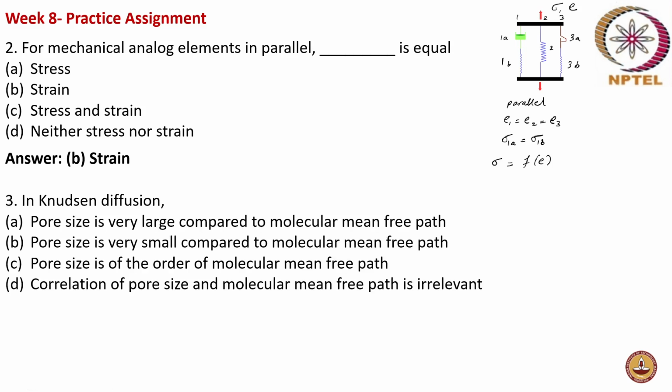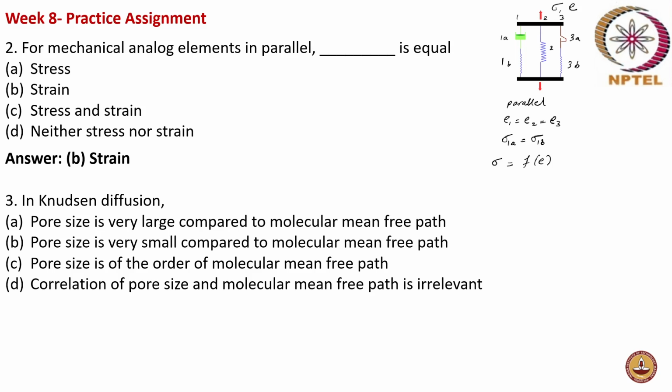Next, in Knudsen diffusion, which of the following statements is the right statement with respect to Knudsen diffusion? Is it that pore size is very large compared to molecular mean free path, or pore size is very small compared to molecular mean free path, or pore size is of the order of molecular mean free path, or that the correlation of pore size and molecular mean free path is irrelevant? There is no relevance between pore size and molecular mean free path when you consider Knudsen diffusion. Which of these statements is correct with respect to Knudsen diffusion?